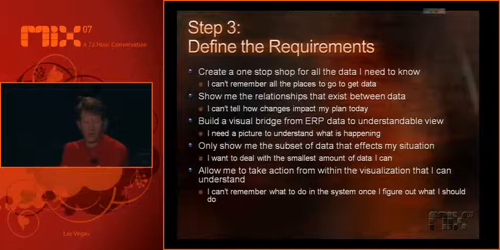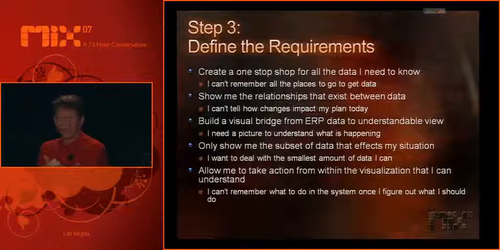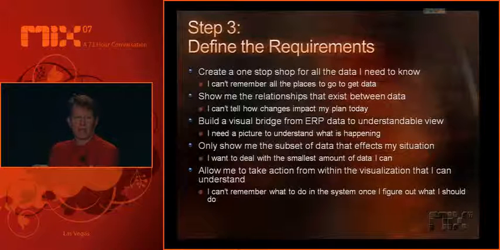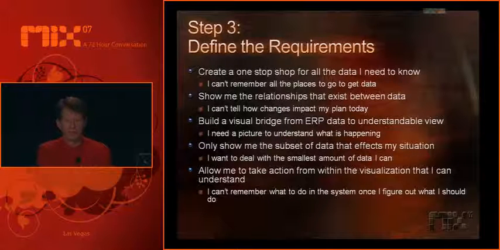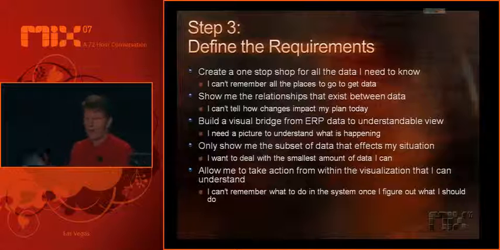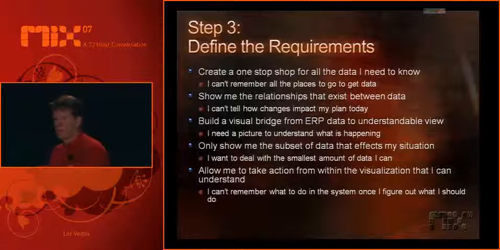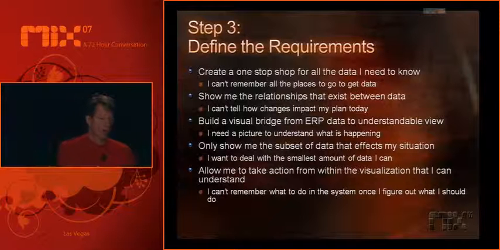So step 3 was to define the requirements and understand that pain. The first thing we wanted to do is create a one-stop shop for all the data I need to know to deal with the fact that supply is delayed. One of the things the user might say is, I can't remember all the places I need to go to get the data. That's one of the things he heard from lots of people. I can't remember where I need to go. Okay, what do we need to do? We need to bring it all to you in one spot so you know where to go.